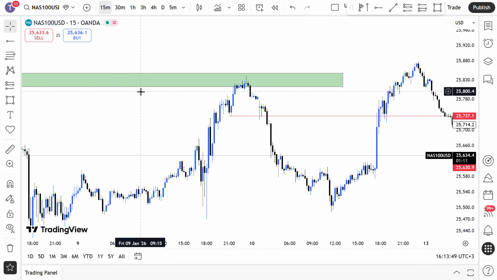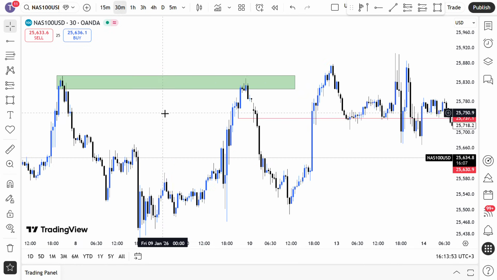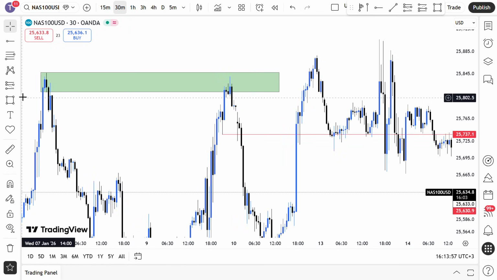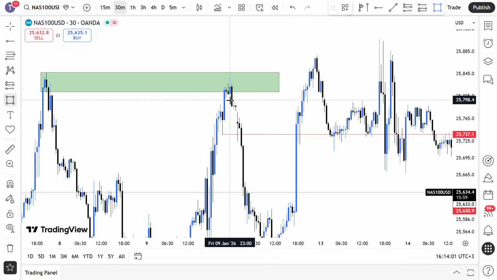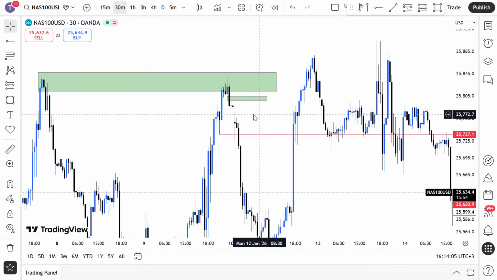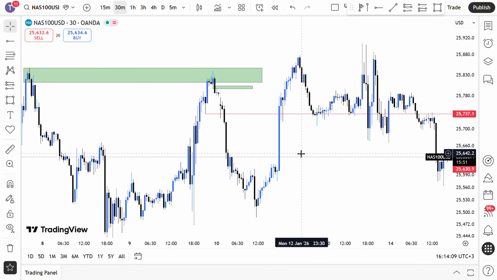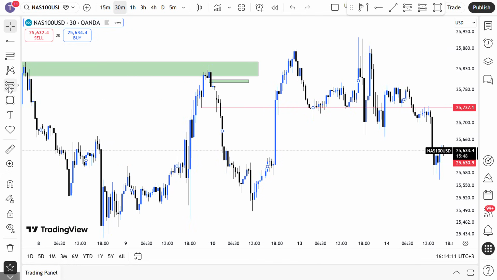Most probably, I was waiting for price to come into the 50% level. Sorry, into the fair value gap, this fair value gap here. We have this fair value gap. I was waiting for price to come into that fair value gap before I have my entry from that area to the downside. And as always, I target a 1 is to 3 ratio.